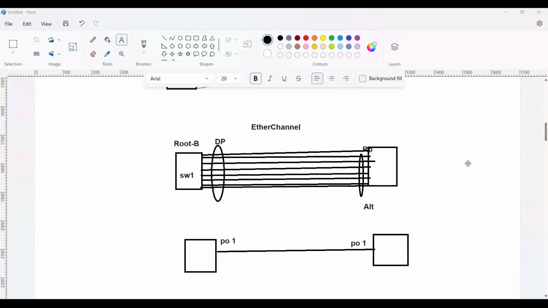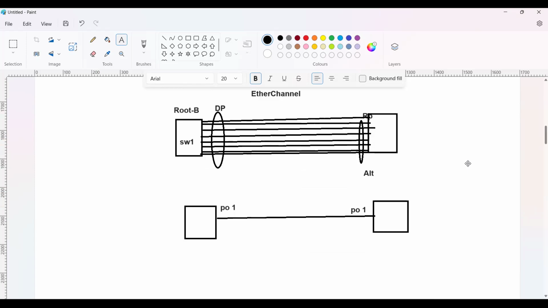So, fine. It is used to aggregate. Write this statement: it is used to aggregate multiple physical links into a logical link, and that link we call a port channel. Multiple physical links aggregate to one logical link, and that link we call a port channel.